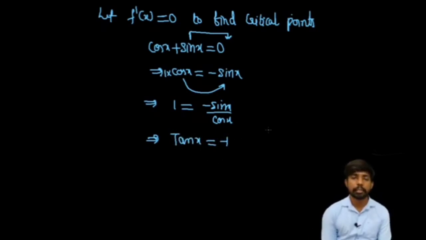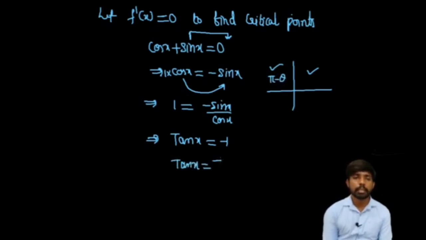But here you are getting minus. So which quadrant is this? In the first quadrant tan is positive, in the second quadrant sine and cosecant are positive, but tan is negative. So use pi minus theta. So tan x is equal to tan of pi minus theta. Here theta is the angle where you get 1 in tan, pi by 4. So tan x is equal to tan of (4 pi minus pi by 4), that is 3 pi by 4. So tan x is equal to tan y.